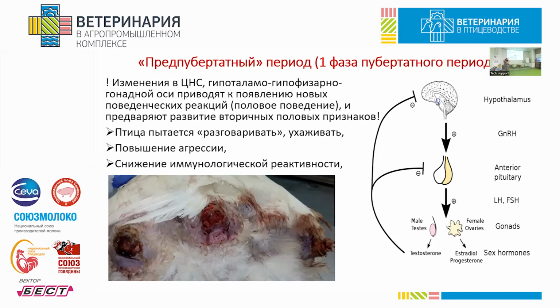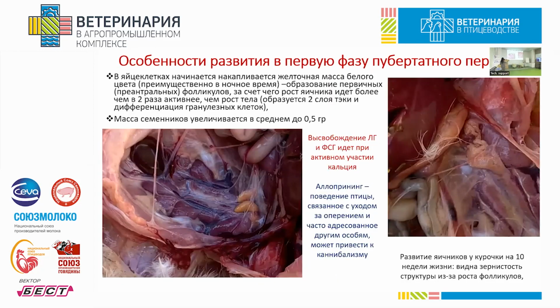For you to better understand what happens, for those who have children, try to recall what teenagers do during puberty. They wouldn't listen to their parents, and the same holds true for the poultry. Now let's talk about what happens at the level of morphology, testes and ovaries.